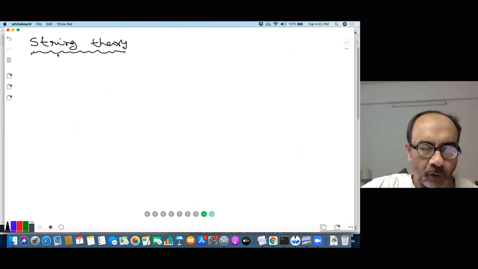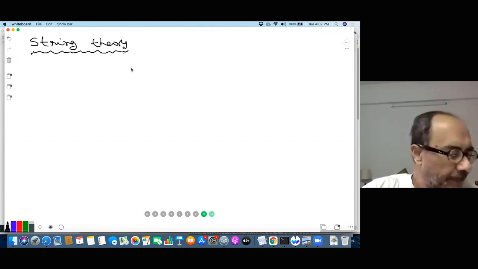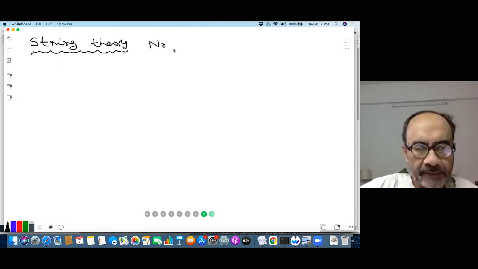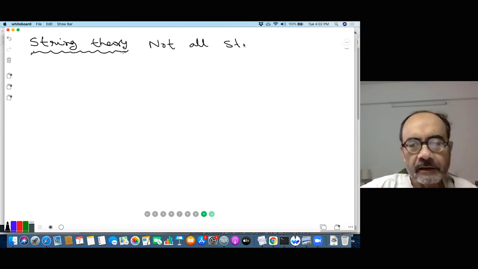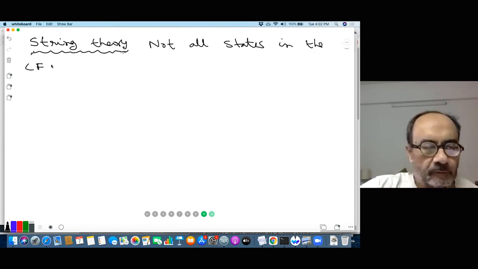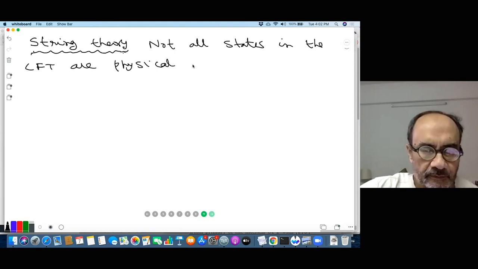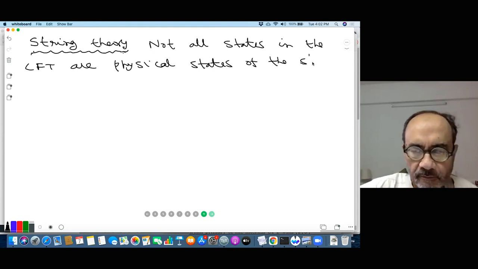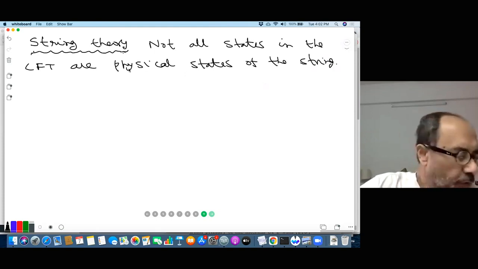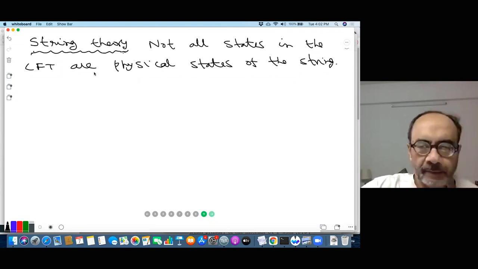And string theory is not quite conformal field theory, although conformal field theory plays a crucial role in the formulation of string theory, because not all states in the CFT are physical states of the string. So physical states are a subset of states in the CFT. And I'll not try to describe what particular subset of states you should pick for physical states.